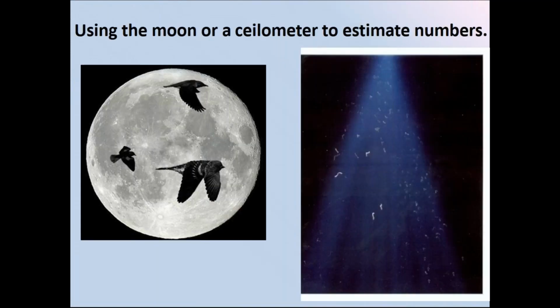Another way to track birds, which is really hard on the eyes, is to stare at the moon and count the number of birds passing through the field of view in a certain period of time, or to shine a giant beam up into the sky and do the same thing. You can get some estimates of how many birds are passing through at a given period of time.